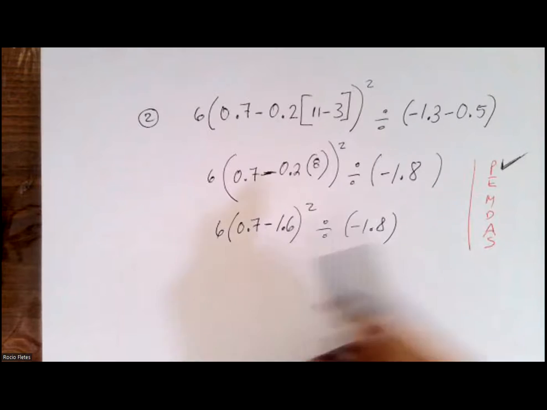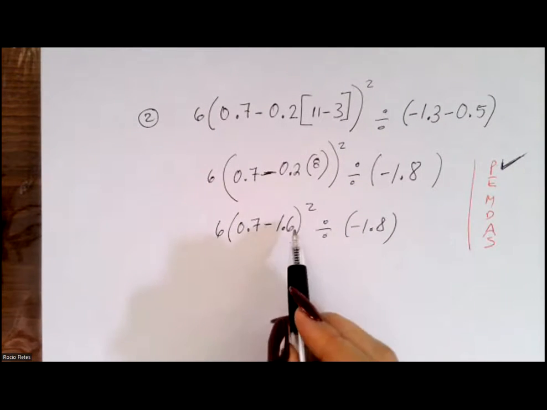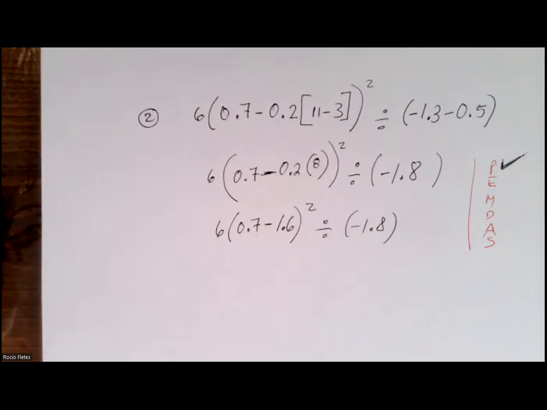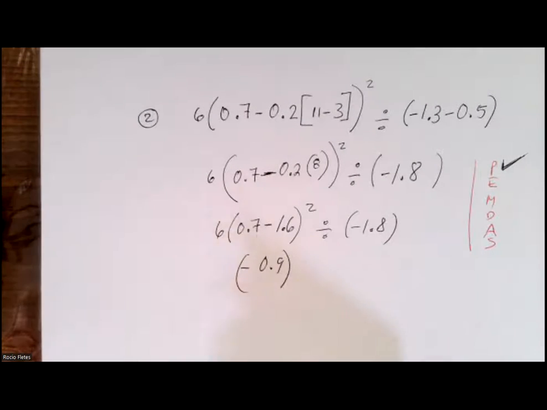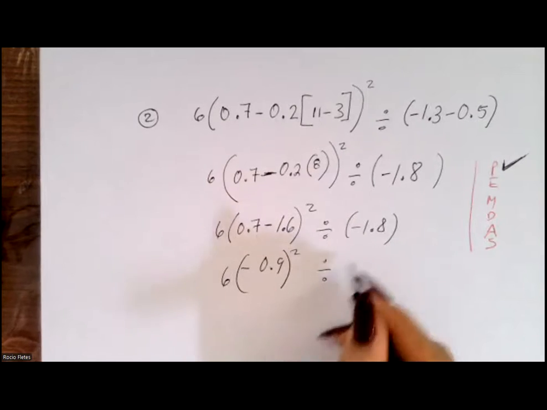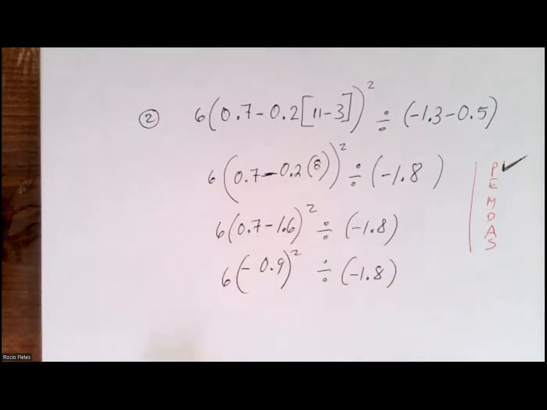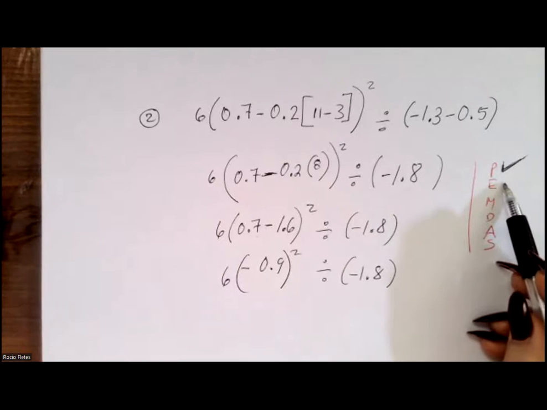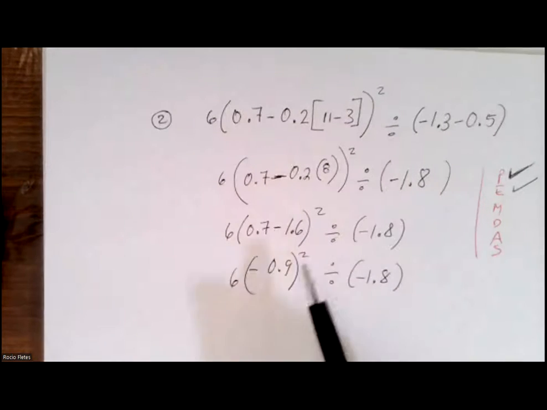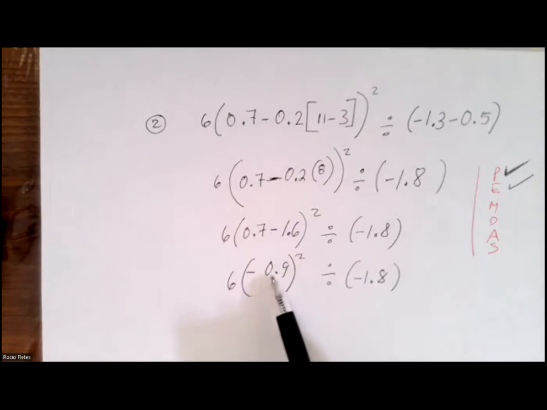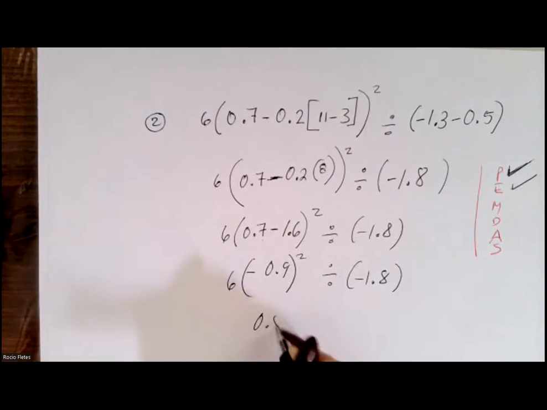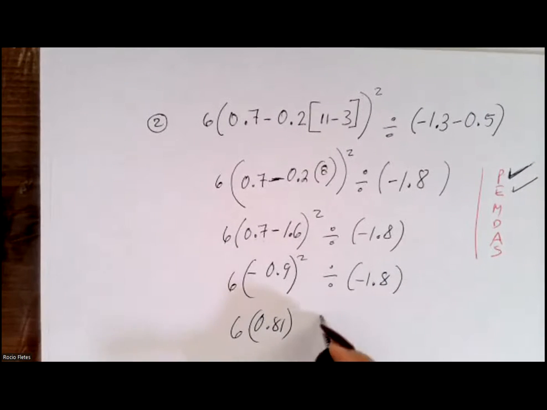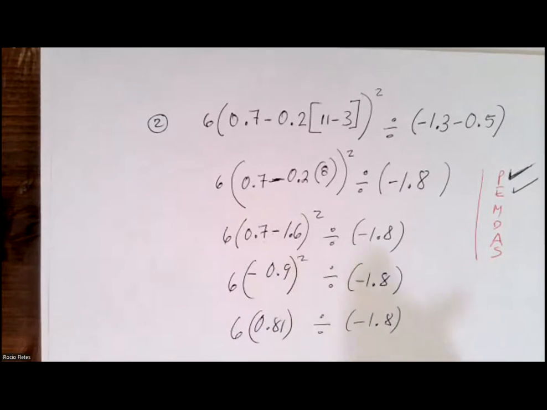You're still working inside the parentheses, we're not done. So 0.7 minus 1.6 is a negative 0.9, right? Bring down the 6 squared, bring down the negative 1.8, okay? Now we go to exponents because we're done with parentheses. So the exponents, we need to raise this negative 0.9 to the second power. And that gives me 0.81, right? Bring down the 6 divided by negative 1.8, right?